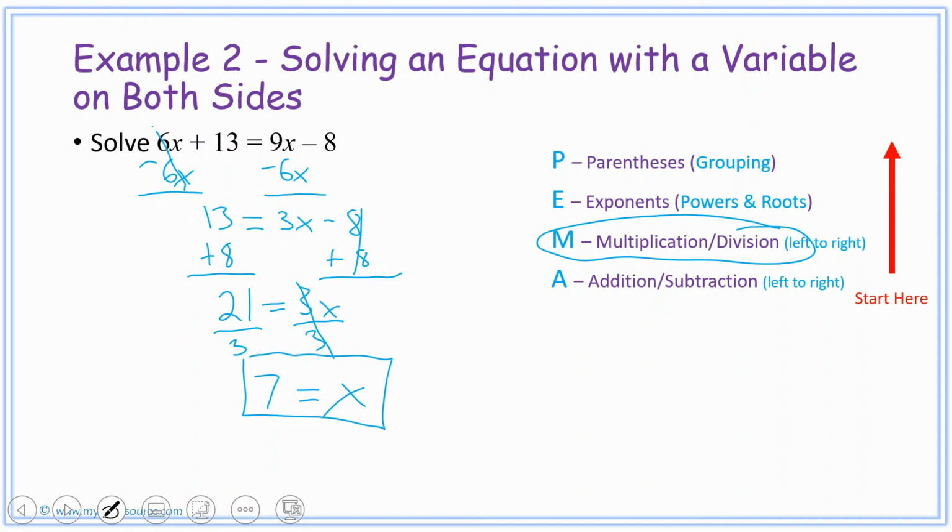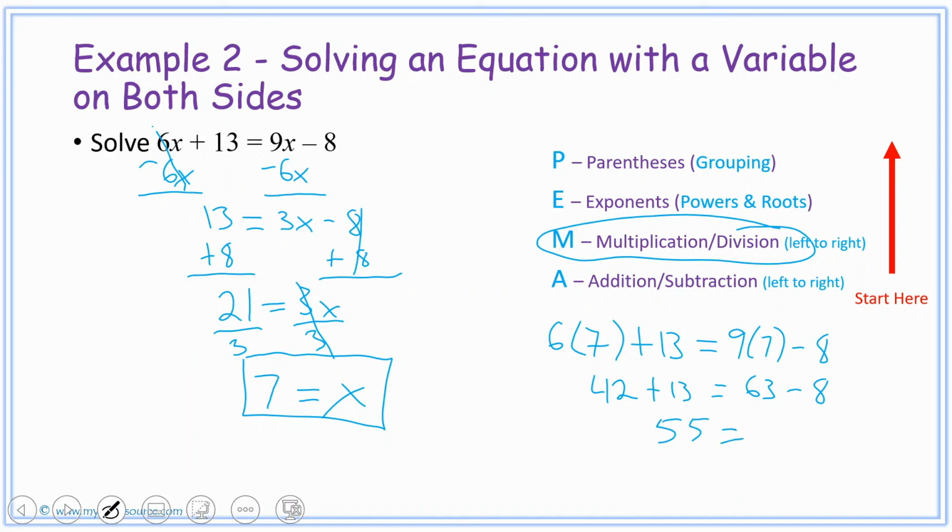And once again, you could take that x equals 7 and substitute it back in there to see if you get the correct answer. And so 6 times 7 plus 13, will that equal 9 times 7, subtract 8? Well, 6 times 7 is 42 plus 13, and 9 times 7 is 63, I believe. And then we have 42 plus 13. That's going to give us 55. And 63 subtract 8 will also give us 55. We get the identity, so that's correct.